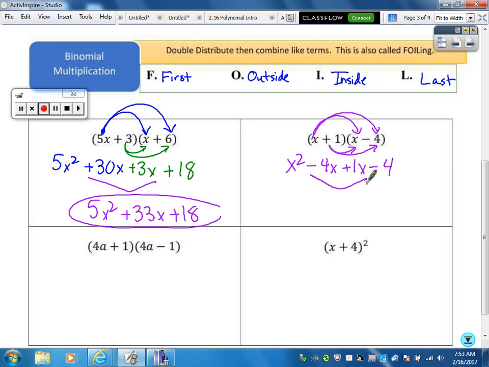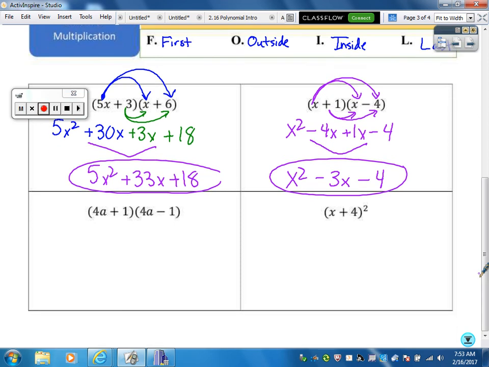So again, like terms right there in the middle. So we've got that x squared, negative 4x and 1x make negative 3x. And then minus the 4 at the end. Done. Two more problems. This next one is called our difference of squares.